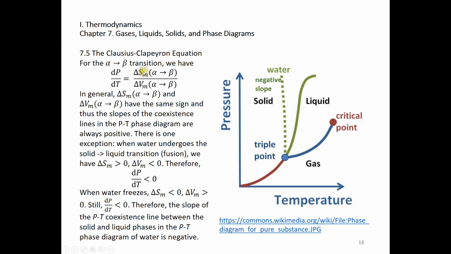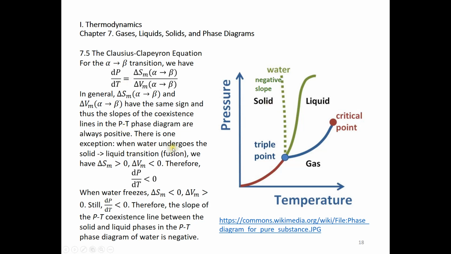For the alpha to beta transition, dP over dT is equal to the molar entropy change divided by the molar volume change. Usually the molar entropy change and the molar volume change have the same sign. So they can be both positive or both negative, and that means dP over dT will have to be positive. But there is one exception.